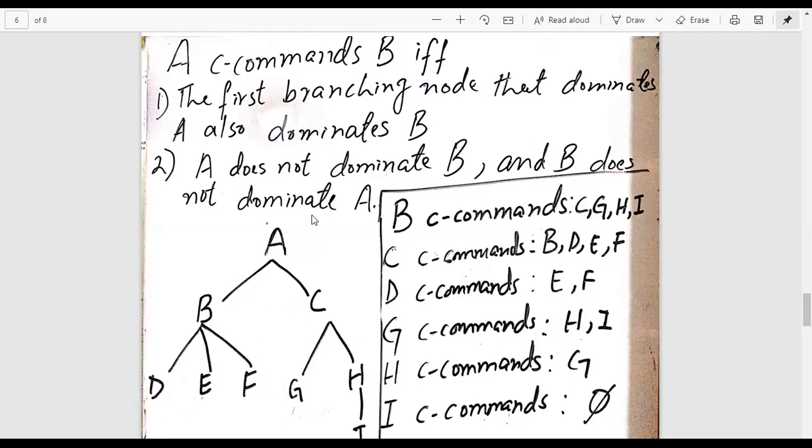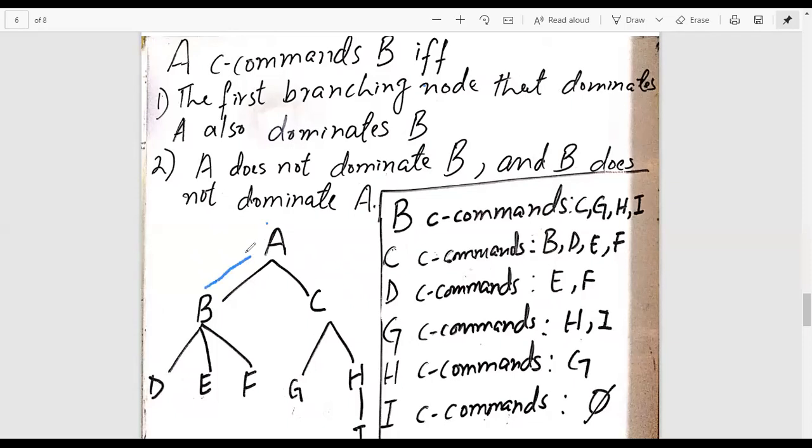So you have seen the two conditions here, and let us apply them here. In this diagram, first of all, let us look at B. Which nodes does B c-command here? For knowing that, you will go one step up, right?